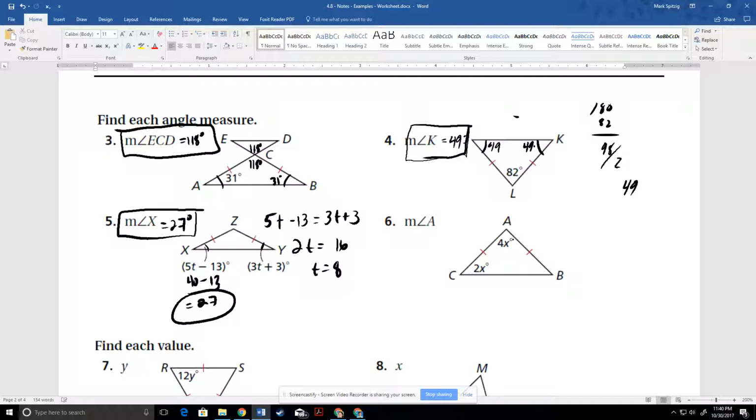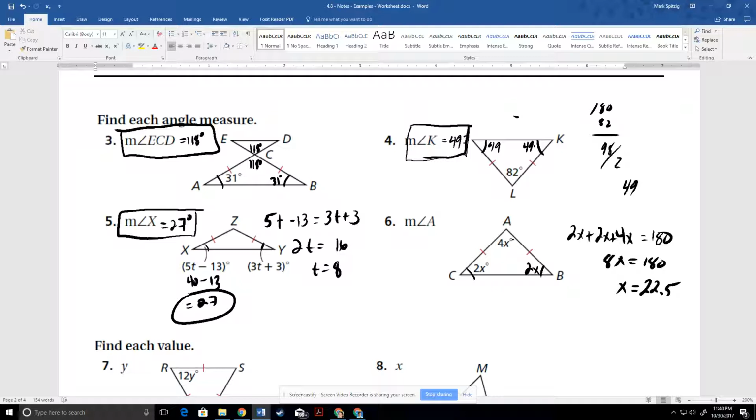All right, angle A. In this case, we have 4x for the vertex angle. 2x is one of the base angles. We know the other base angle is going to be 2x as well. And then we have three angles in the triangle, so we know that those add up to 180. Plus there equals 180. So we end up with 8x equals 180. And so we end up with, I believe, 22.5. And so we're trying to find the measure of angle A.